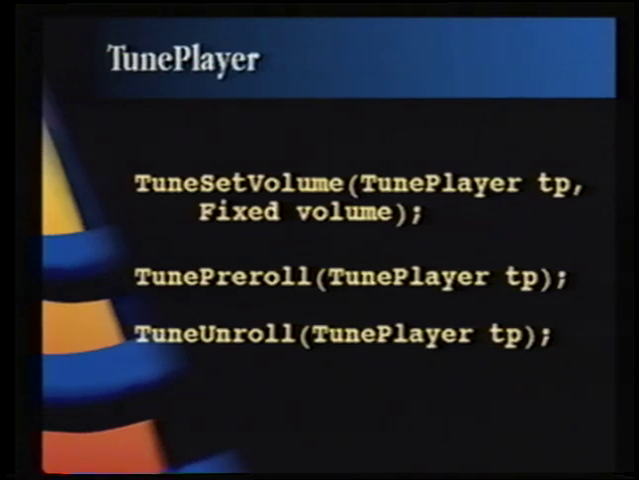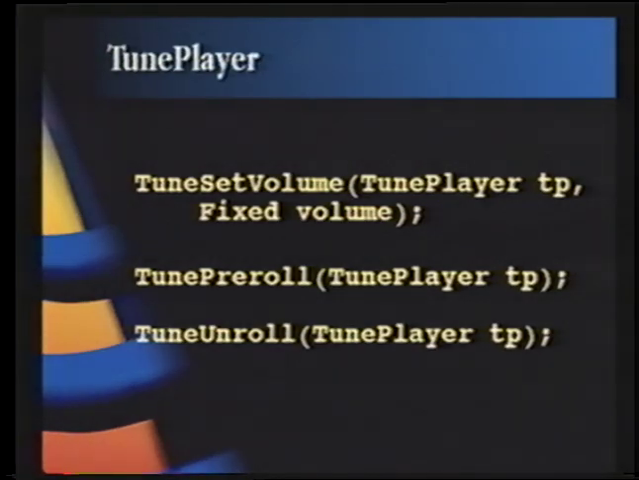Pre-roll and unroll are interesting. Unroll marks all of the note channels that are used by the tune player to be scavengeable. It's sort of like making a handle purgeable. It will keep them around unless some other application or another tune player wants them, in which case it will relinquish all of them at once. So you might do this on a window that's gone into the background, so it will continue to play, maybe after reducing the volume, until someone else needs those music resources. So tune pre-roll says, I need these channels, and tune unroll says they are scavengeable.